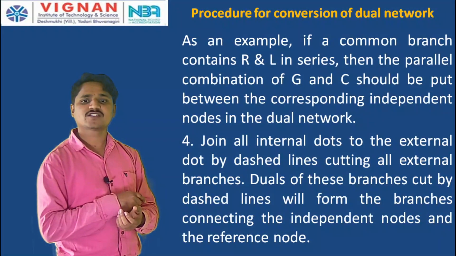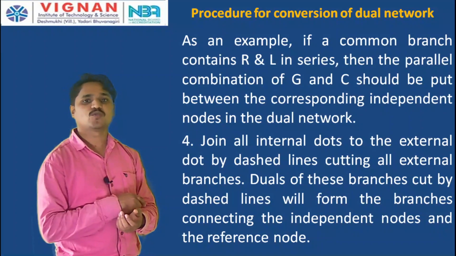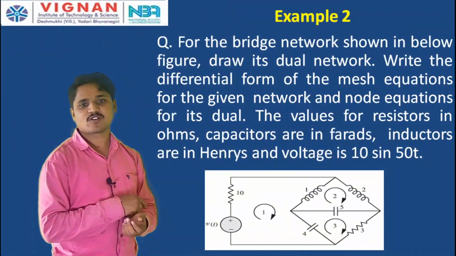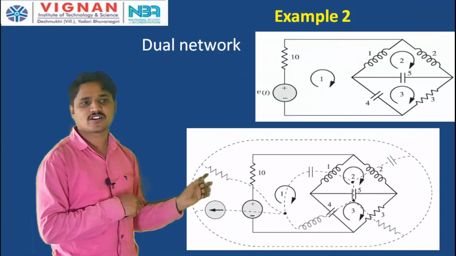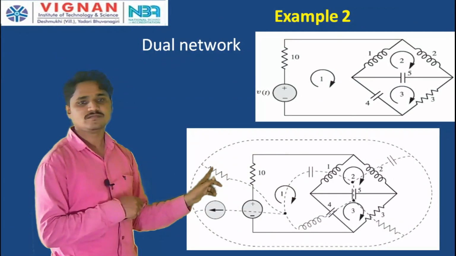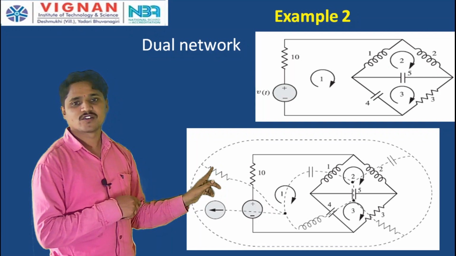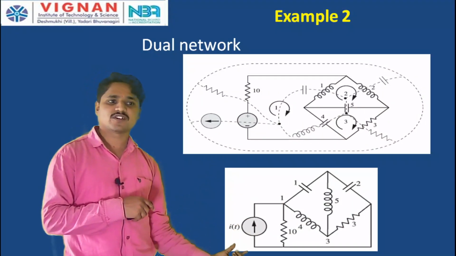Join all internal dots to the external dots by dashed lines cutting all external branches. So the duals of these branches cut by dashed lines will form the branches connecting the independent nodes and the reference node. That's the reason I have drawn this. I have joined all the dots. If you join them, then you will get this network.